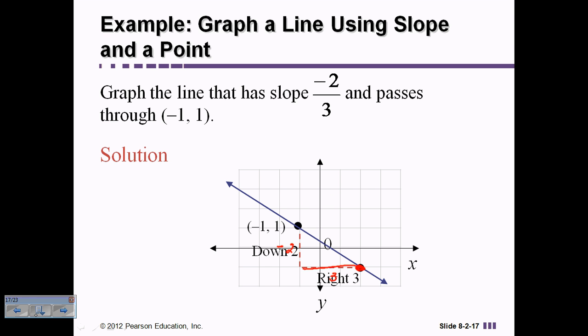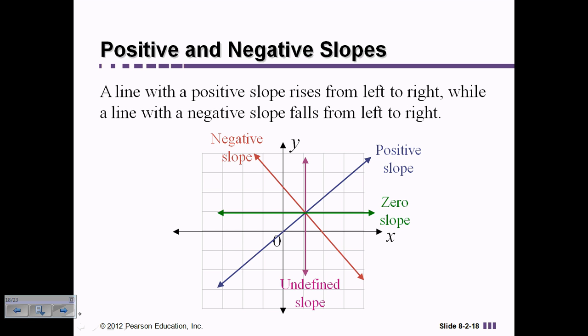Okay? So what we're going to summarize here is that when we're looking at these lines, a negative slope is always a slope that falls to the right. A positive slope always rises to the right. Another way of looking at it: a line that looks like this is negative, and a line that looks like this is positive.